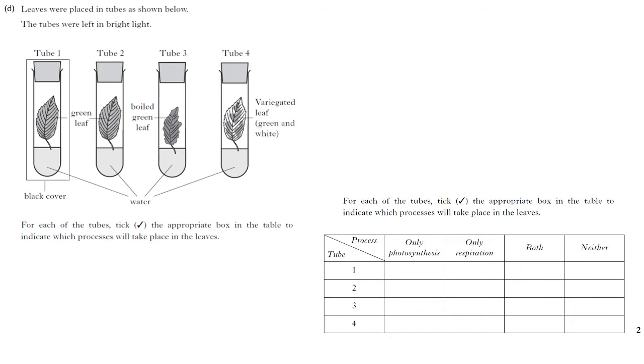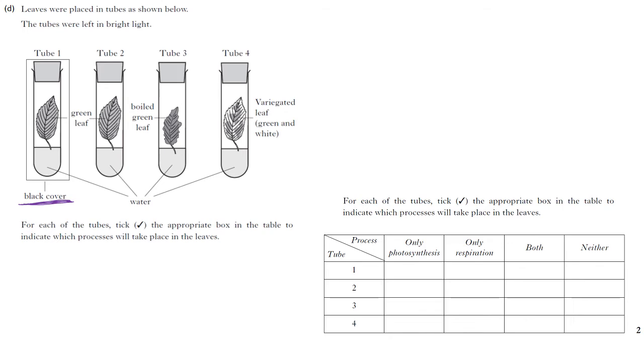Now, here what we've got is these 4 test tubes, right? First picture, look at this. I've got a black cover over my leaf, right? So I need to decide if this leaf is covered in black paper, can it do photosynthesis? Can it do respiration? Can it do both? Or can it do neither?